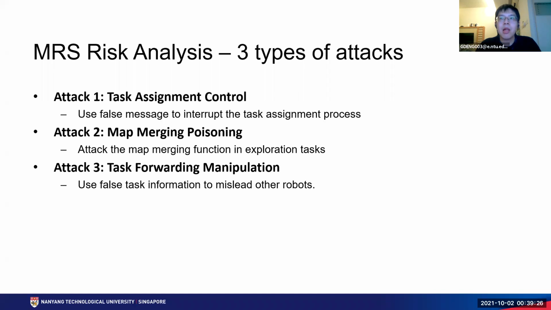So we then launched the proposed methodology over the 5 workloads, and we identified 3 types of attacks, or what we call the threats within the system. We summarize them as attack 1, task assignment control attack. Number 2, map merging poisoning attack. Number 3, task forwarding manipulation attack. In the next section, I will briefly talk about these attacks and their consequences in the different workloads.